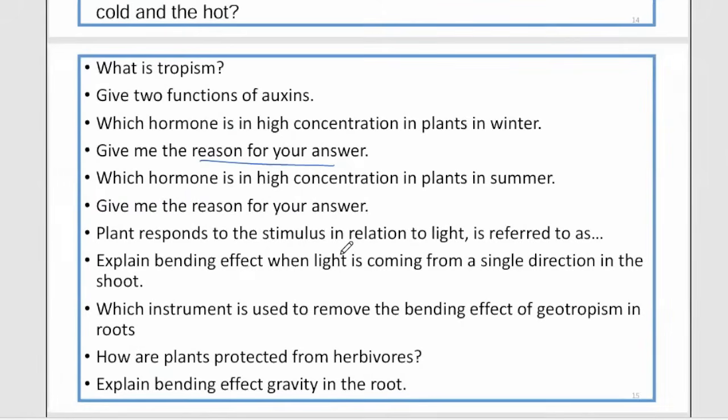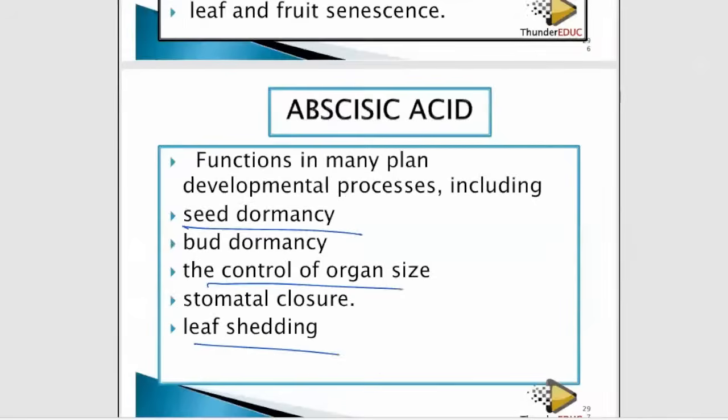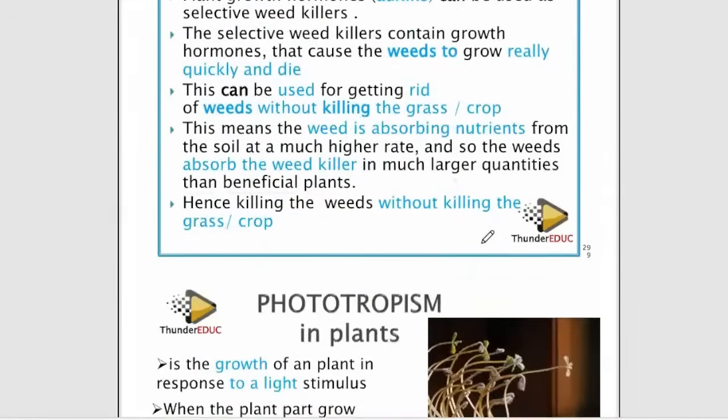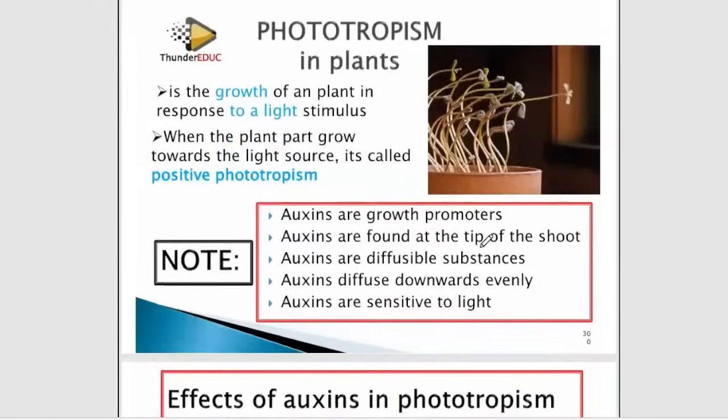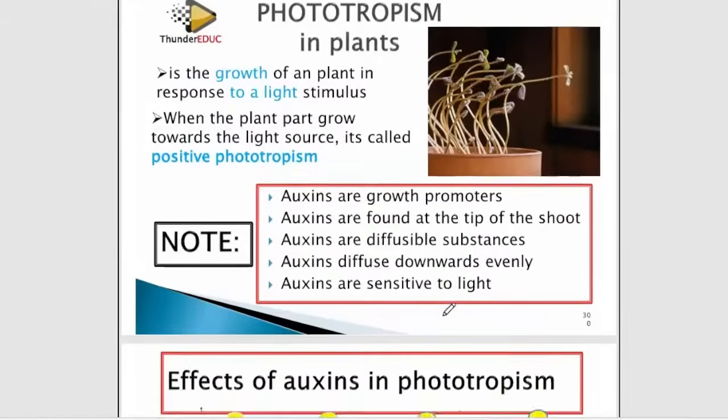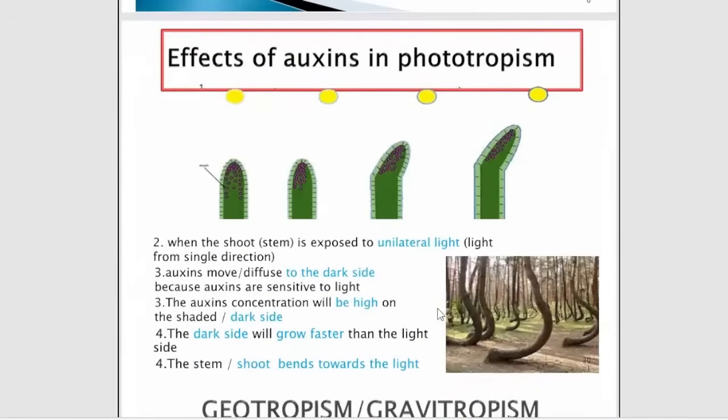The plant response to the stimulus in relation to light is referred to as phototropism. Explain the bending effect of light from a single direction. You have to know this. High concentration of auxin, light. You talk about that when the shoot is exposed to light from a single direction, the auxins will move to the dark side. The dark side will grow faster than the light side because auxins are growth promoters, leading to the faster growth of the shoot toward the source of the light.